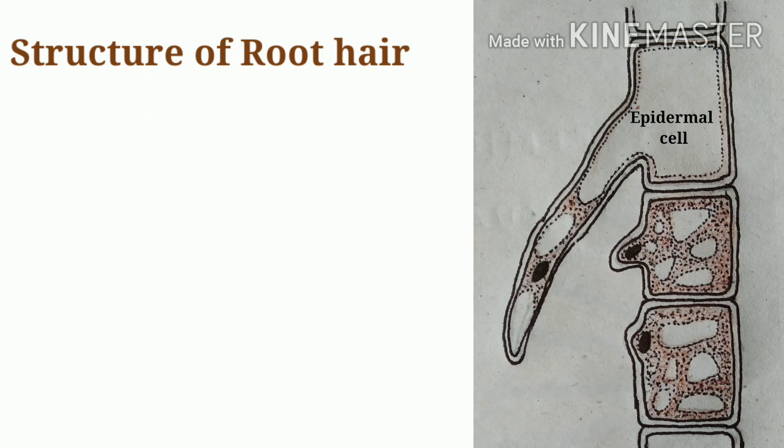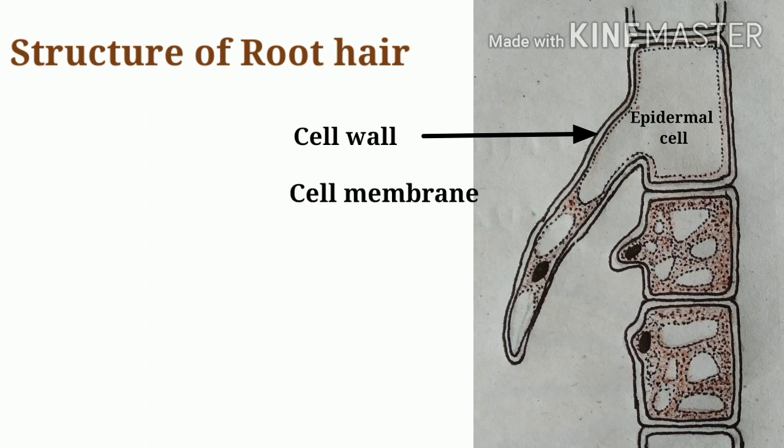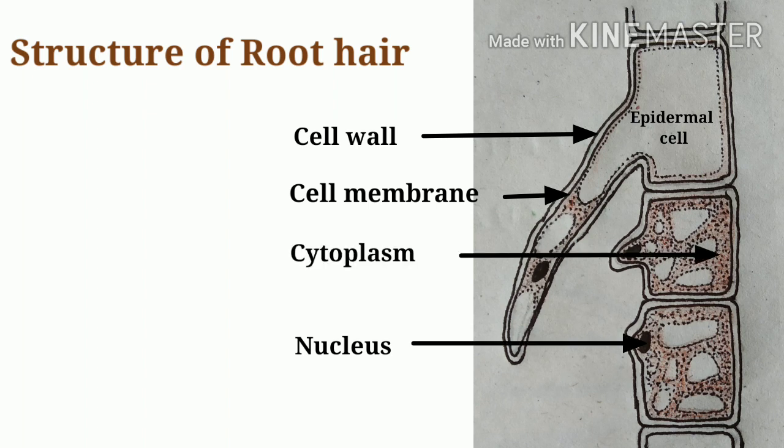Root hair is a long protuberance or extension of an epidermal cell of the root. As it is a plant cell, its outer wall is the cell wall and the inner membrane is the cell membrane. The outer cell wall is rigid and the inner cell membrane encloses the nucleus, cytoplasm and its contents.